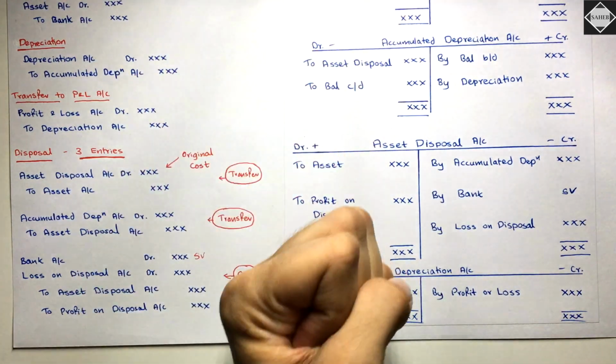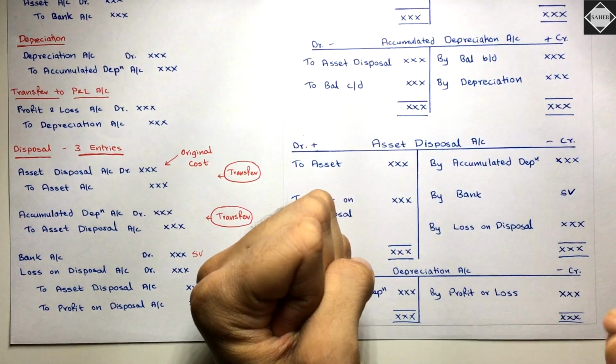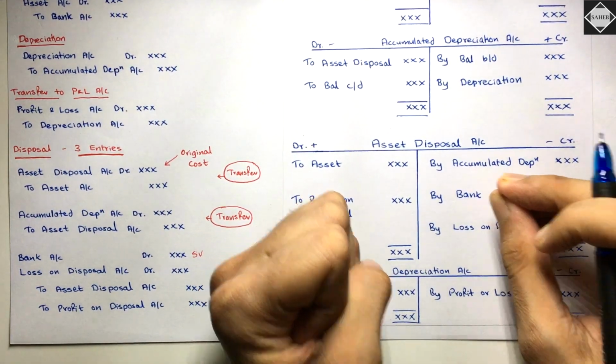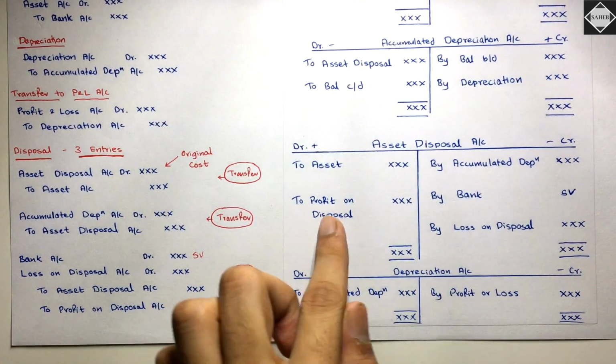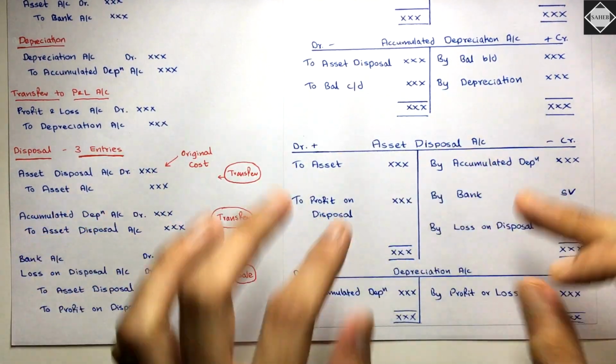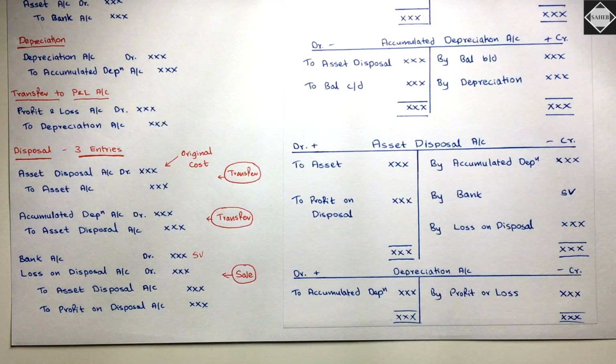You took the asset over here and then you saw how much depreciation is there. So you took the depreciation over there and then how much money you have received, right? And then either profit or loss, this account will be tallied and it will be completely finished. Is it clear? Asset disposal is really simple and straightforward.